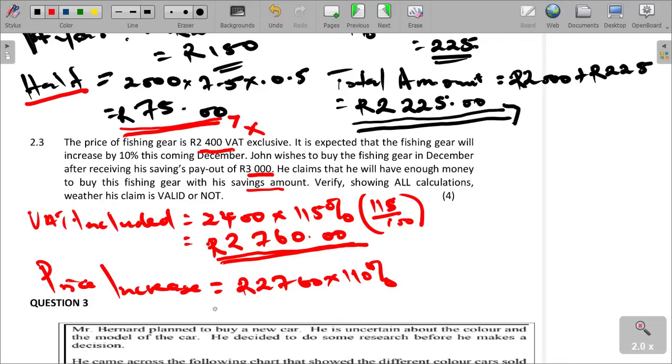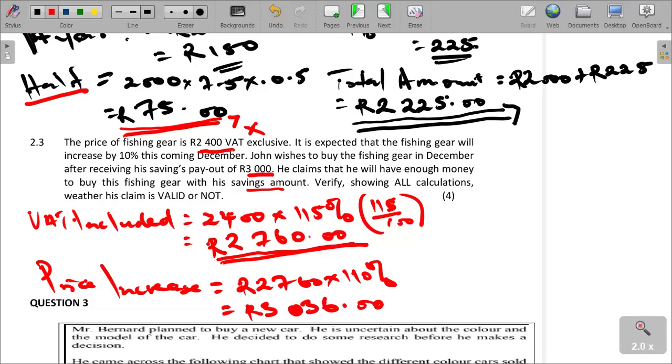So when the price increases by 110%, we calculate how much this is. It gives us 3,036. 3,036 is what we get there. 3,036 is the price increase.